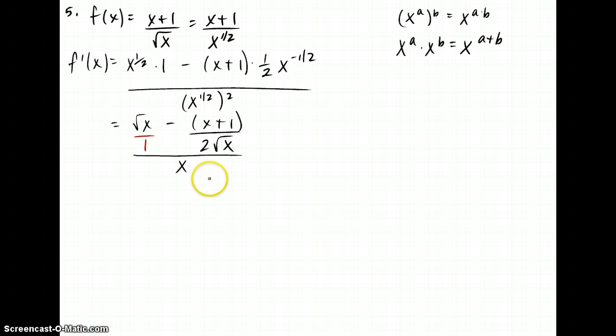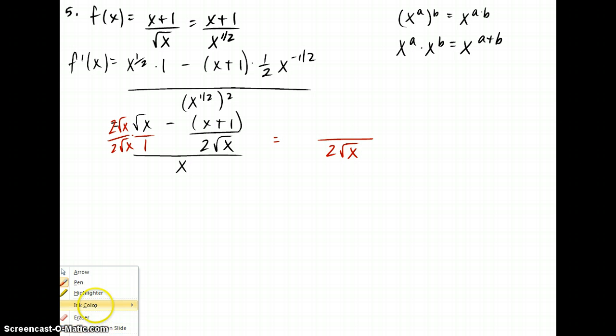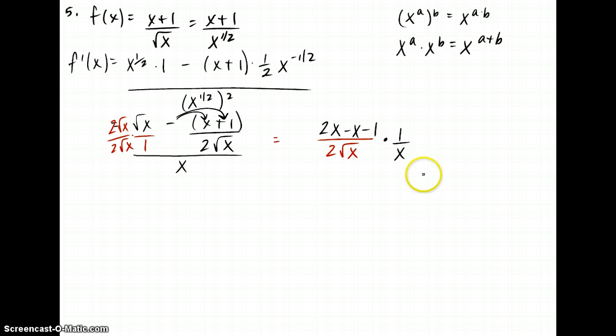Let me put this over 1. What's my common denominator of just the numerator? 2 root x. So first, before I can use a reciprocal, I'm going to get a common denominator. 2 root x times root x would give us 2x. Distributing the negative, right? Several of you had an issue there. Dividing by x is the same as multiplying by 1 over x. So I got a common denominator. I got rid of the fraction within a fraction.